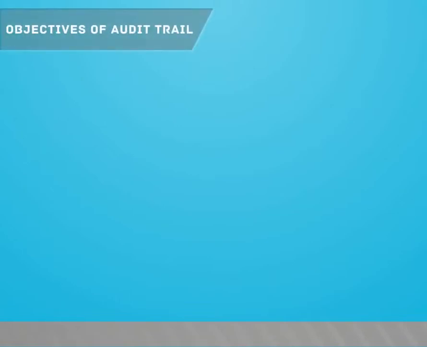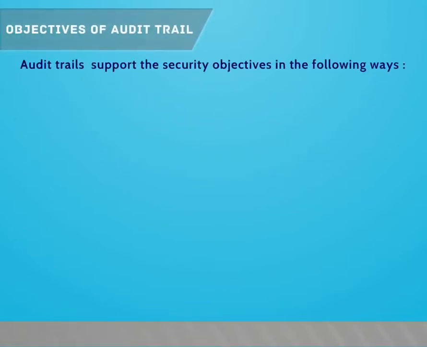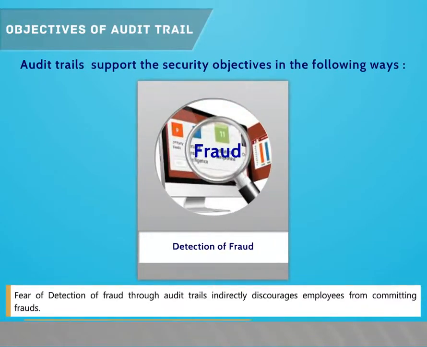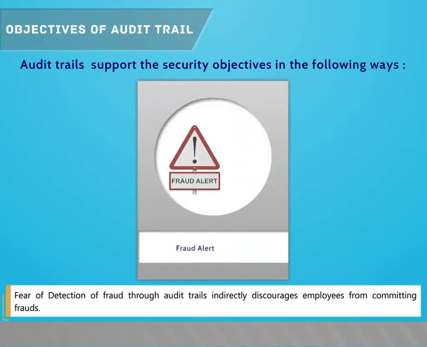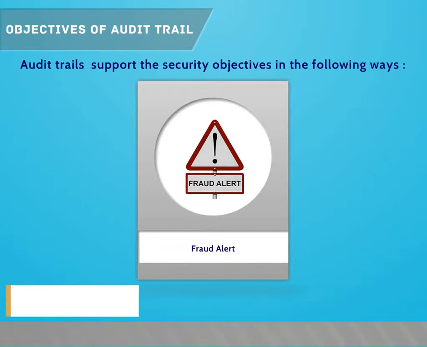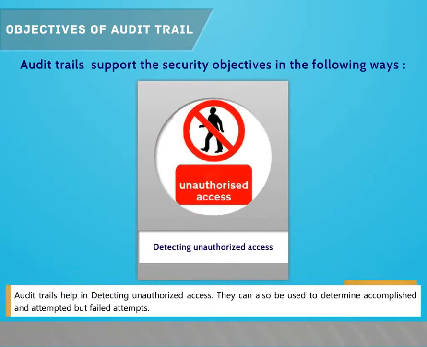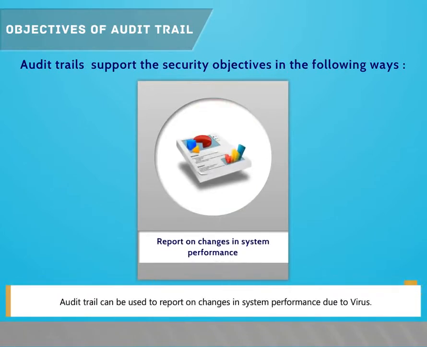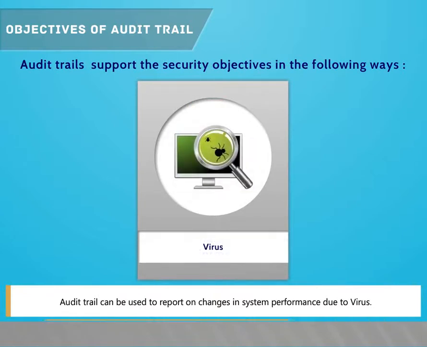Objectives of audit trail. Audit trail supports the security objectives in the following ways. Fear of detection of fraud through audit trails indirectly discourages employees from committing frauds. Audit trails help in detecting unauthorized access. They can also be used to determine accomplished and attempted but failed attempts. Audit trail can be used to report on changes in system performance due to virus.